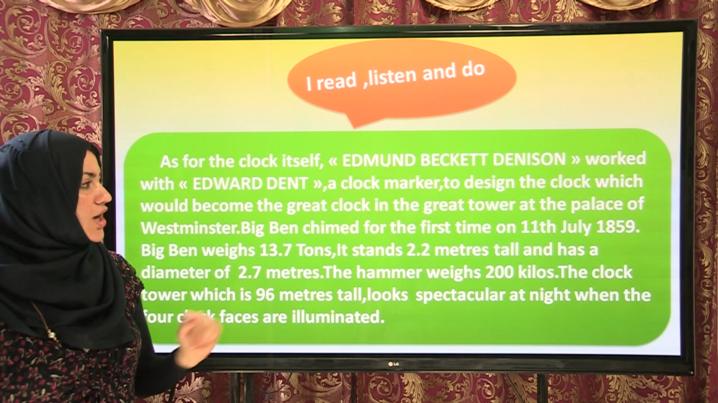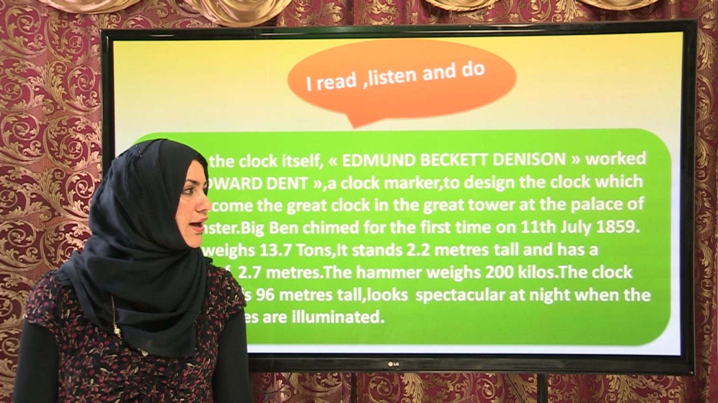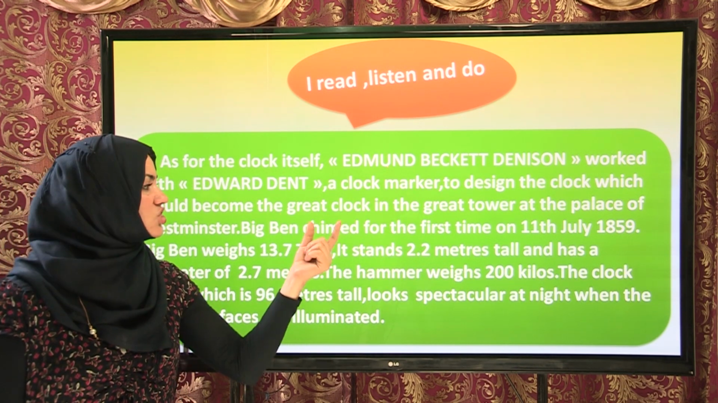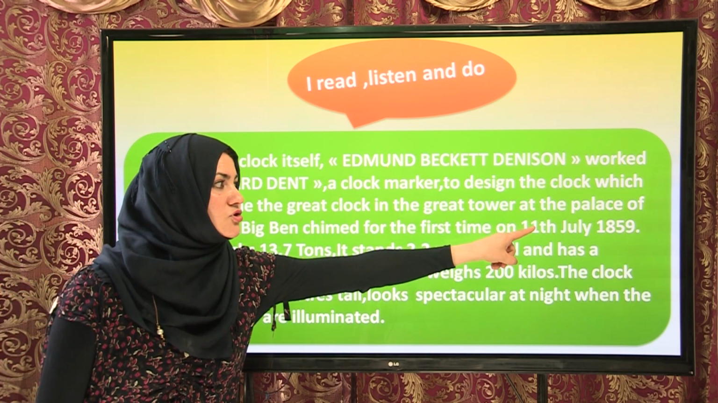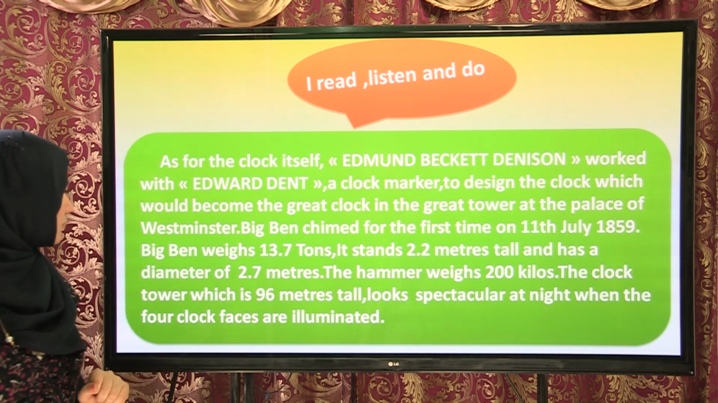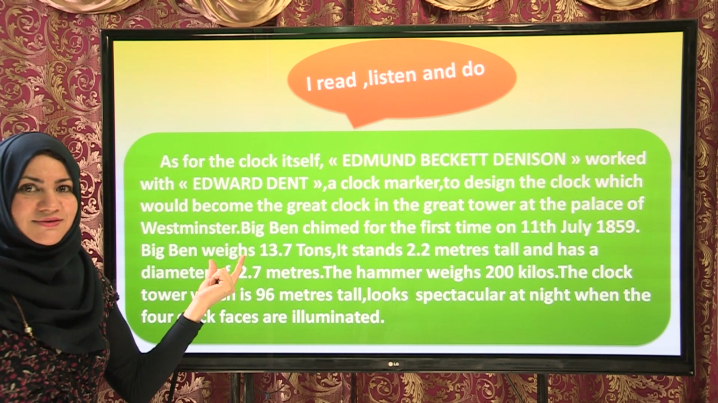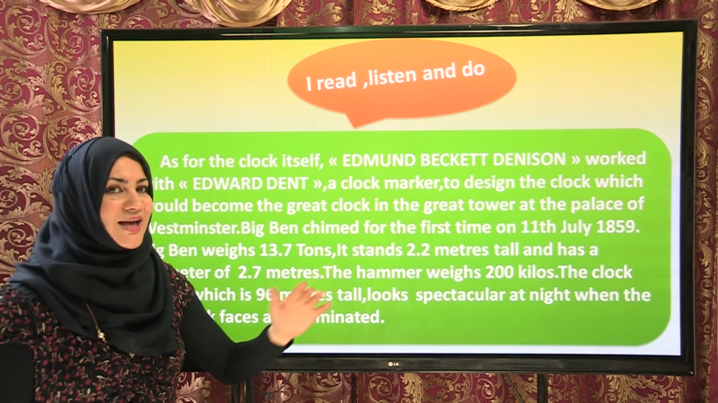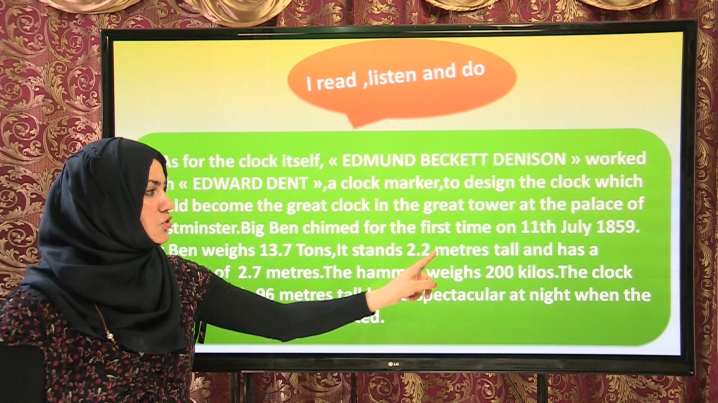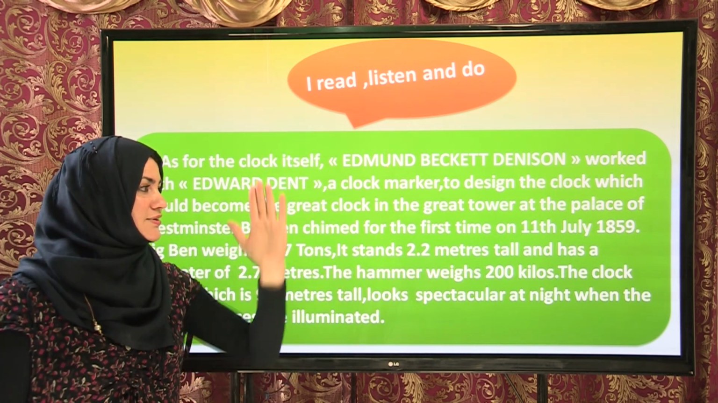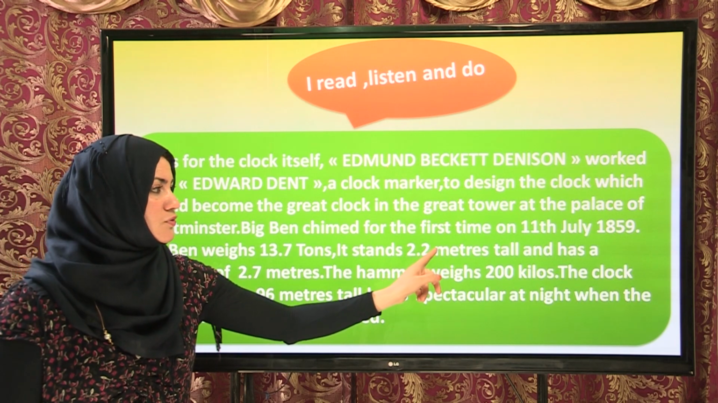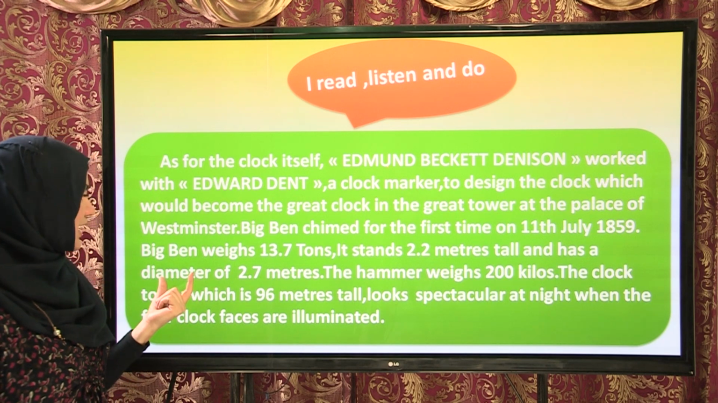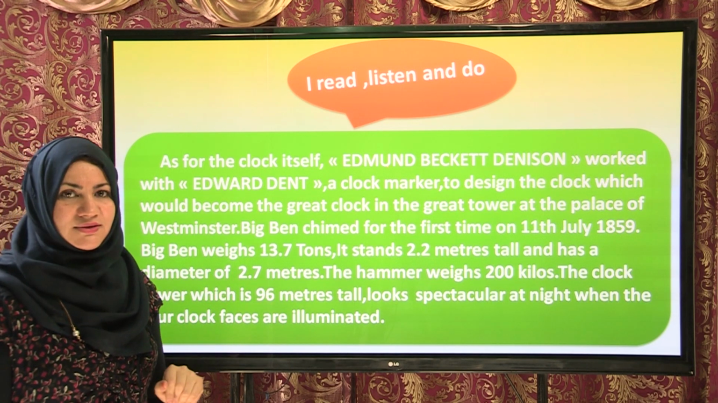Big Ben chimed for the first time on 11th July 1859. Big Ben weighs 13.7 tons. It stands 2 meters tall, and has a diameter of 2.7 meters.